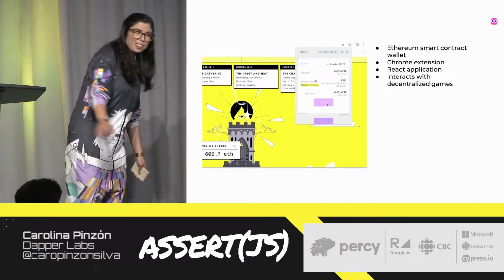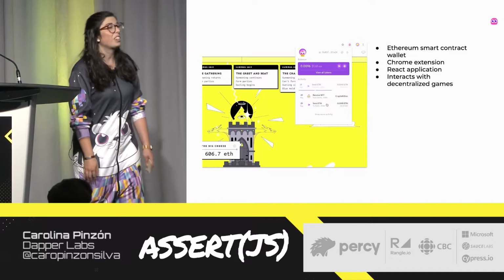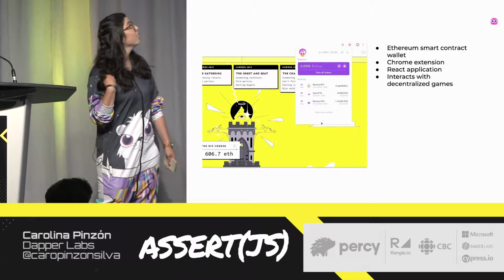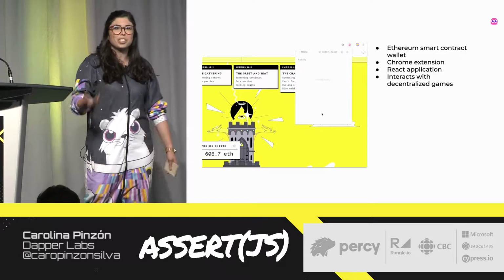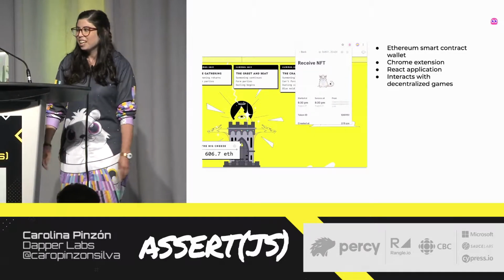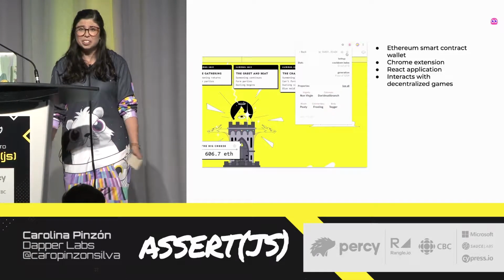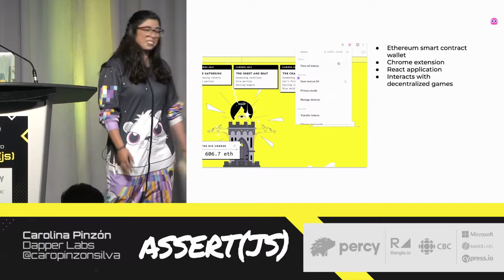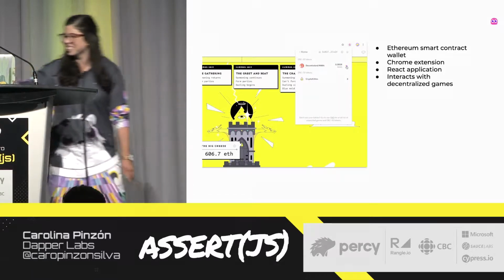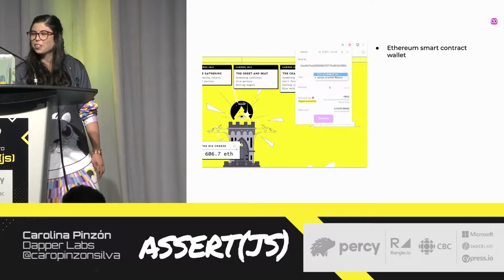So at this point, I think you might have a lot of questions. What is a smart contract? What is Ethereum, maybe, if you don't know? How does a Chrome extension work? What is a React application, maybe? And what are decentralized games? And is Carolina just saying a lot of random words here to confuse you? I promise you it's not. So let's go through each of them and explain them a little bit more.